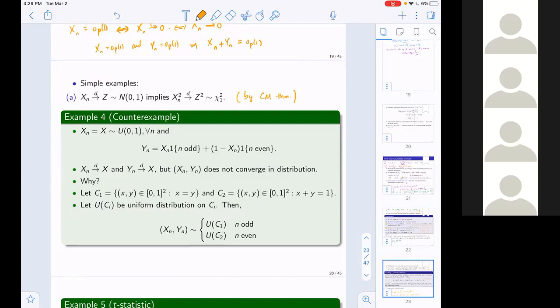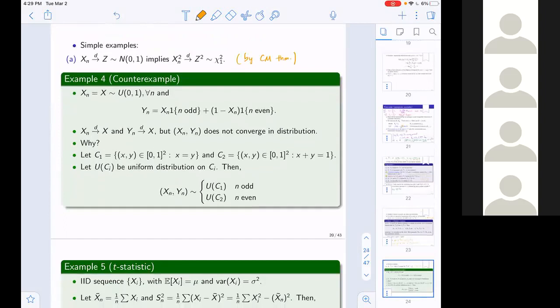So what is the counterexample? Suppose you have Xn, a sequence which is basically constant in the sense that all the elements are equal to X, and this X is uniformly distributed in 0, 1. So you sample a random variable uniformly on 0, 1, and then you construct the sequence whose elements are all equal to X. So this sequence, of course, converges in distribution to X. In fact, the distribution of every element of the sequence is the same as X. So this trivially is true.